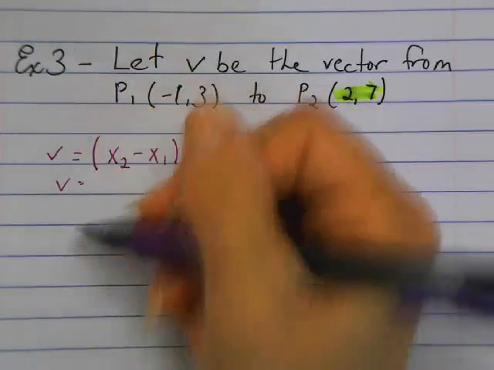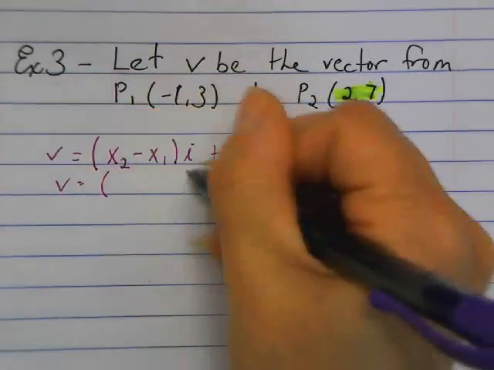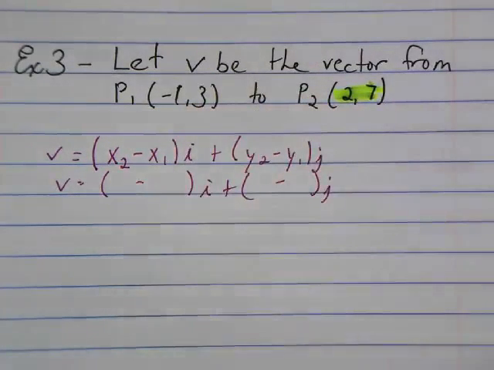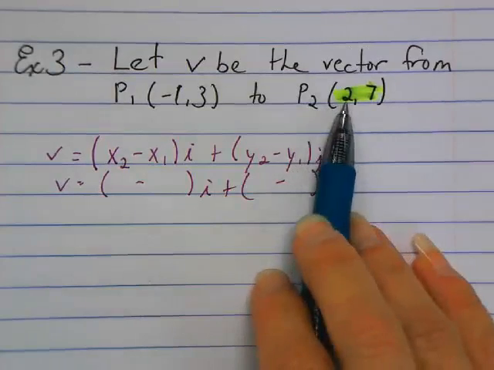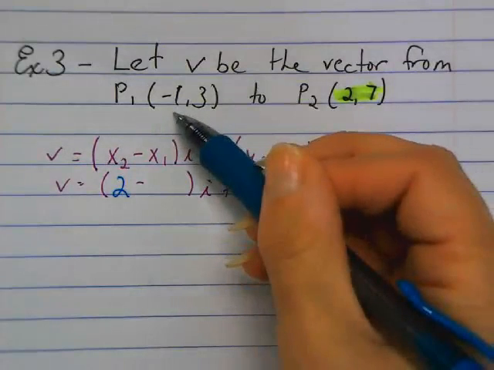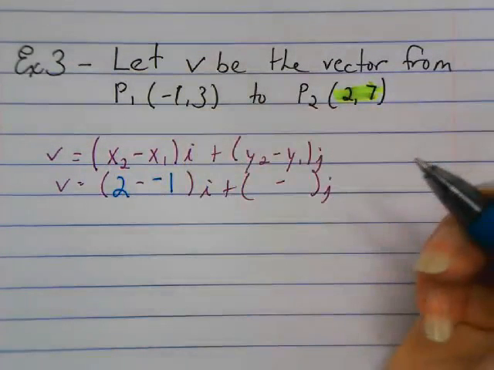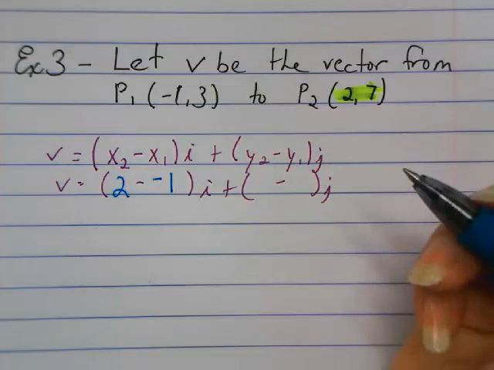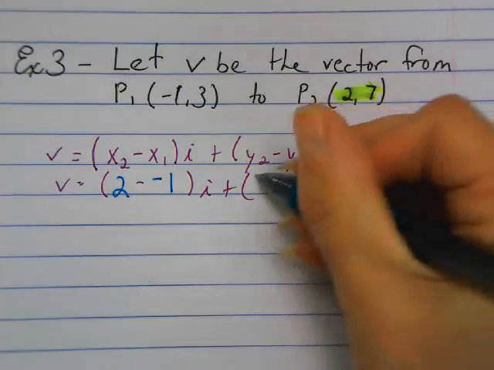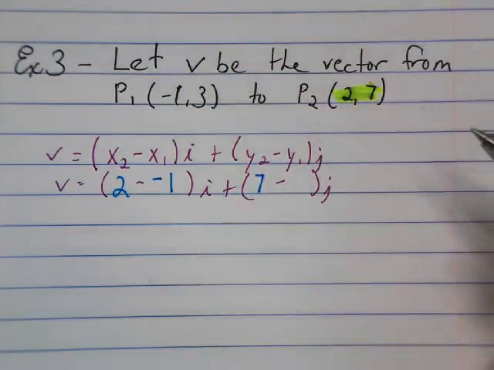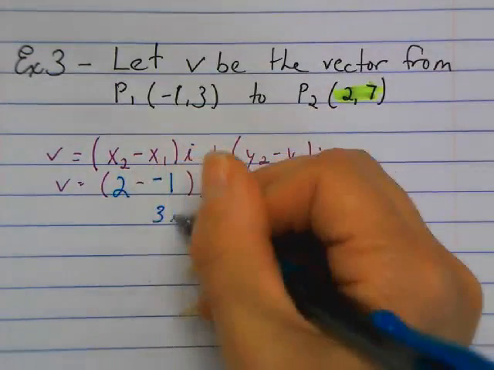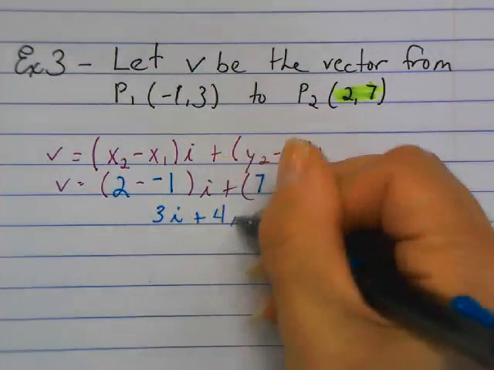Alrighty? So I write down the little skeleton formula. I start with his x value, which is 2. Now I go to his x value, which is negative 1. Go back to P2. Tell me what his y value is. Go back to this point, your terminal point. His P2 is 7. And the beginning point was 3. And now we can just clean it up. 2 minus a negative 1 is 3i plus 4j, and that's vector v.